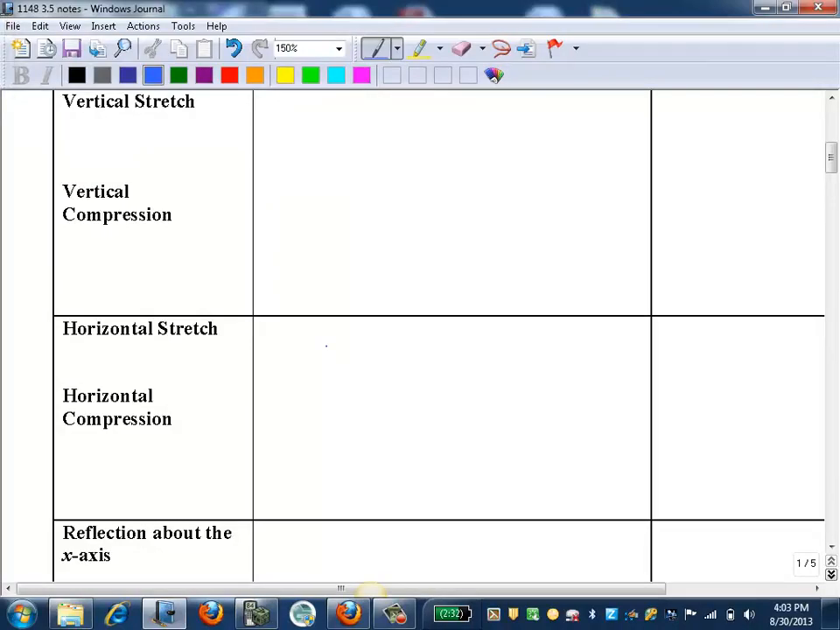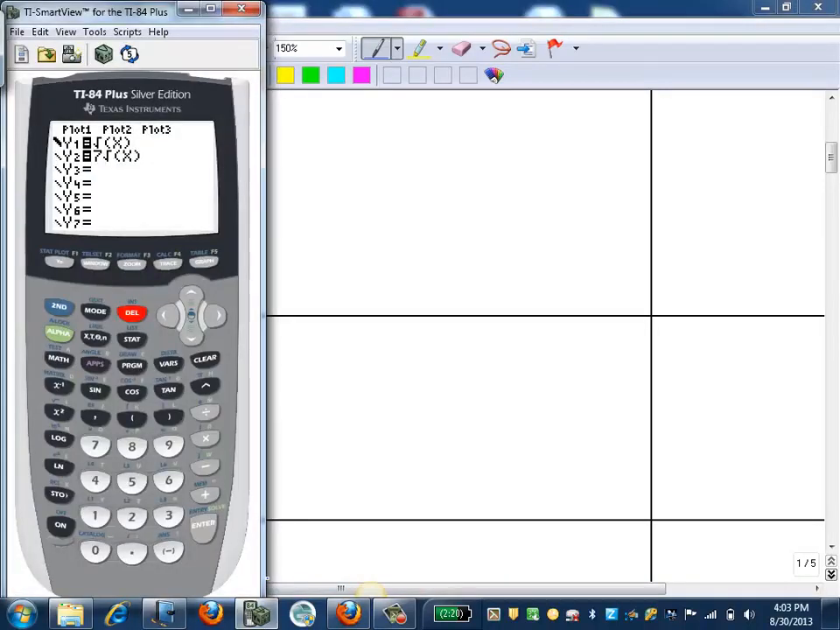Besides shifting one of our parent functions side to side or up or down, another way to transform them is with a vertical stretch or vertical compression. So to illustrate this, we'll go on to the graphing calculator.